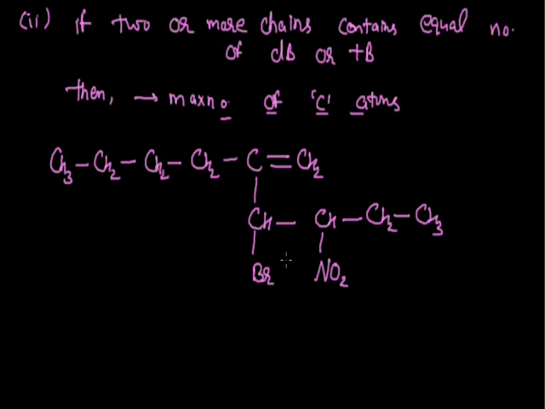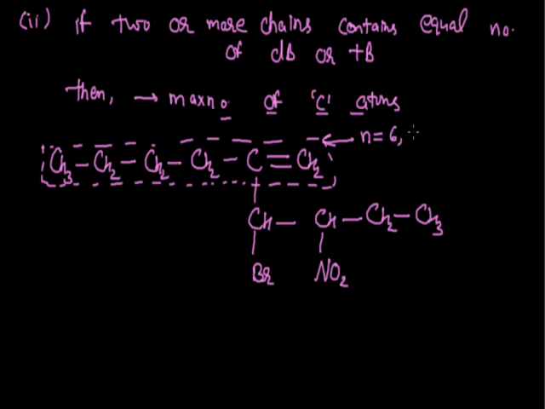Now, if we start selecting the chain from the left hand direction, we may have one chain like this. This will be the straight chain and it includes the double bond with the number of carbon atoms 6. This chain contains 6 carbon atoms with one double bond.